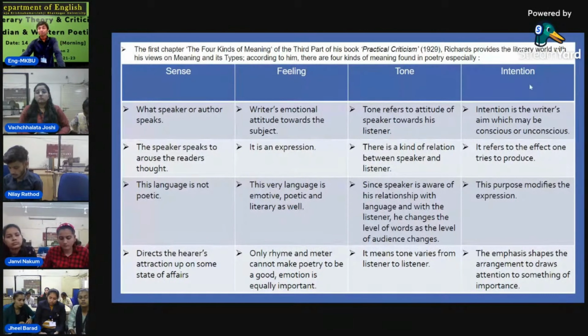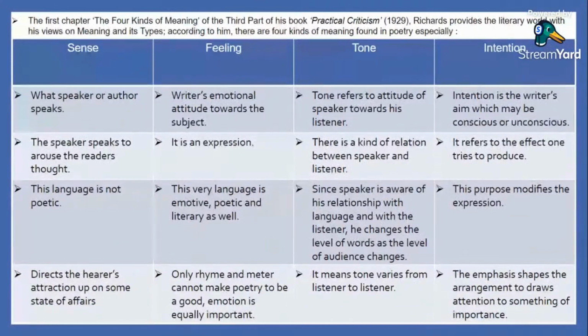And intention. Intention is the writer's aim, which may be conscious or unconscious. So here intention refers to the goal. Suppose the poet writes on the war. It does not mean that he writes to increase the war, but he wants to seize the war. So it is conscious, or we can say sometimes, as in September 1, 1939, it is an unconscious goal to establish this queer relationship in the society.